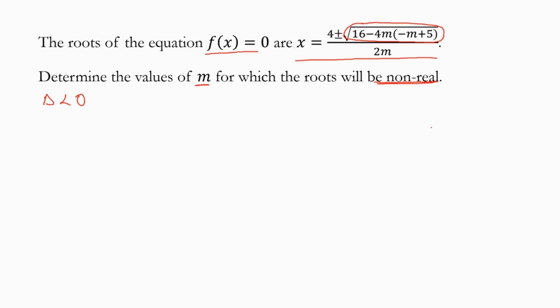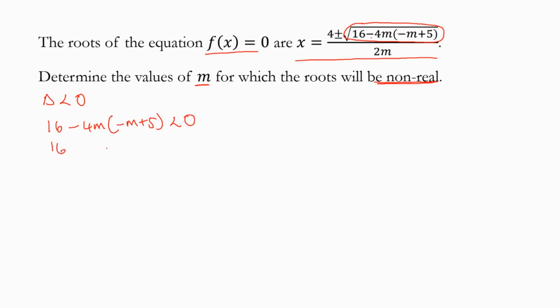It's negative. If this whole expression here is negative, then you can't solve. There's no solution here because you can't get a square root of a negative number. You see that? So when the discriminant is negative, the roots do not exist. They are not there. We're saying this whole expression underneath the root sign, 16 minus 4m(minus m plus 5), is less than 0. Then the roots will be non-real. That's an inequality that we're solving here.